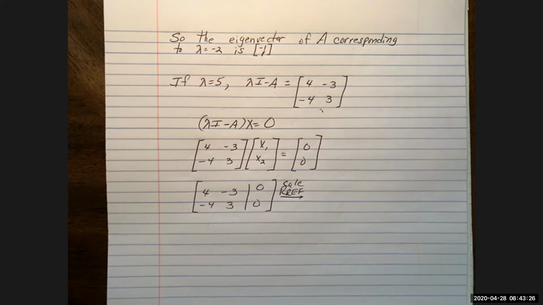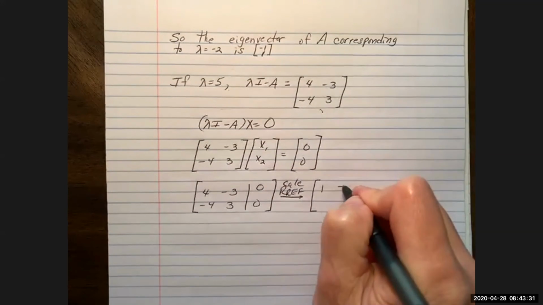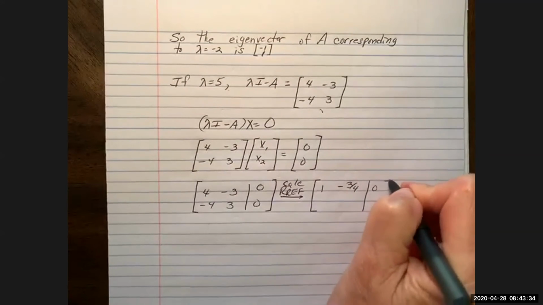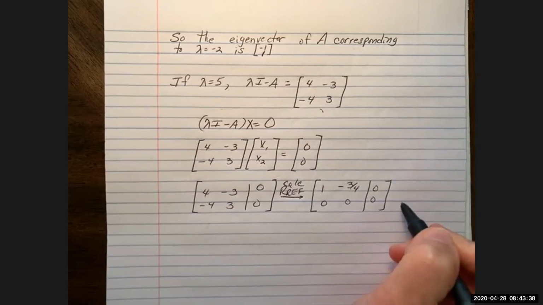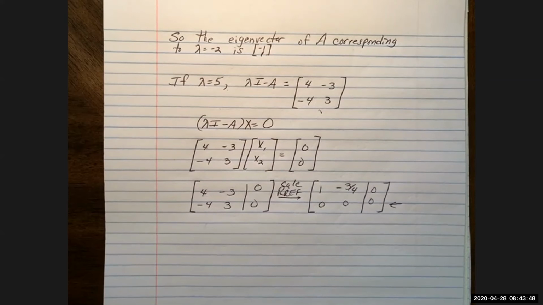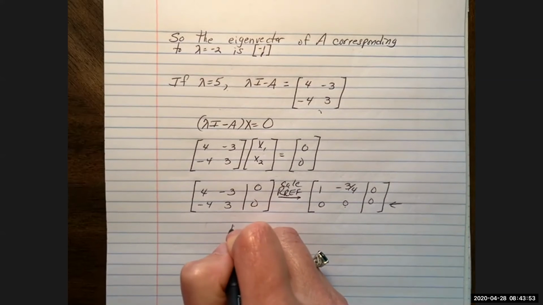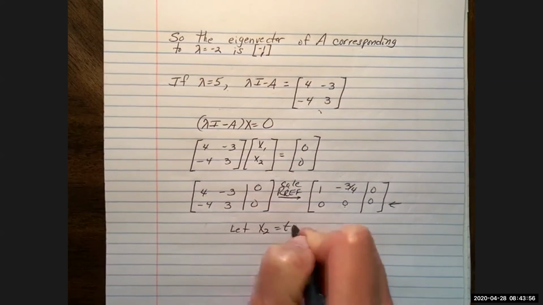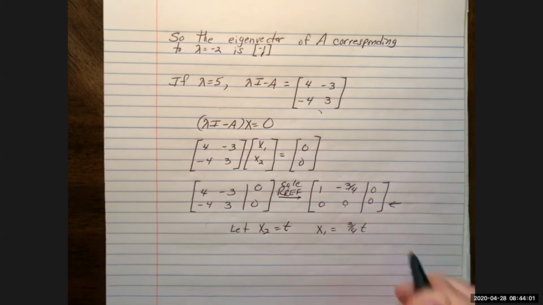So if you solve that system on your calculator, put it in reduced row echelon form, I got 1, -3/4, 0, and then a row of zeros. And again, if you don't have a row of zeros, you've got to have a row of zeros, otherwise there won't be any non-trivial solutions. Okay, once again, x2 will be my parameter. So x1 is 3/4 t.